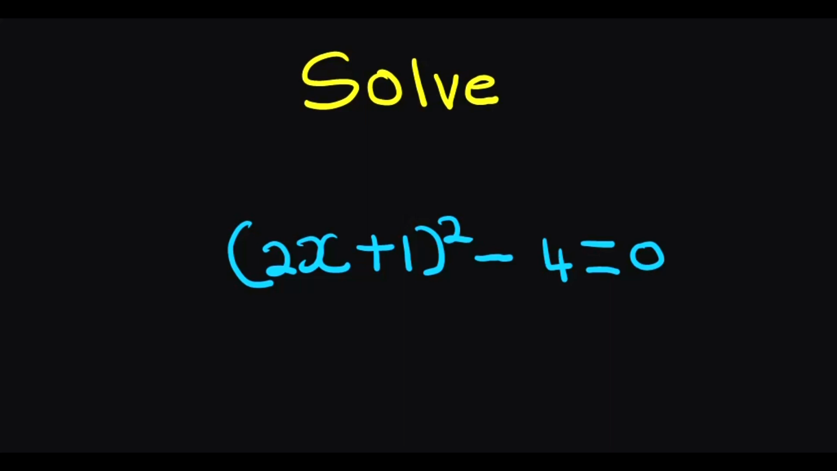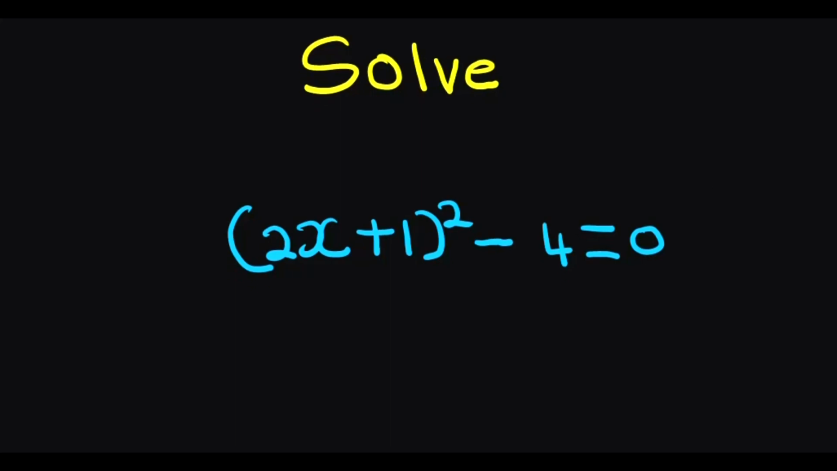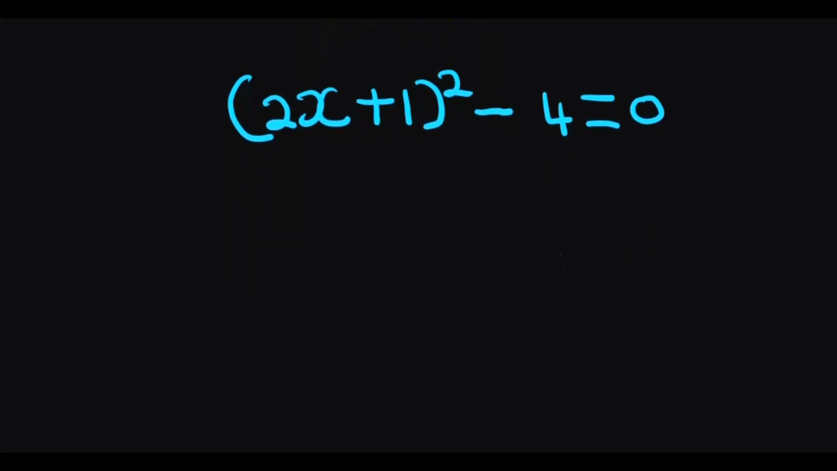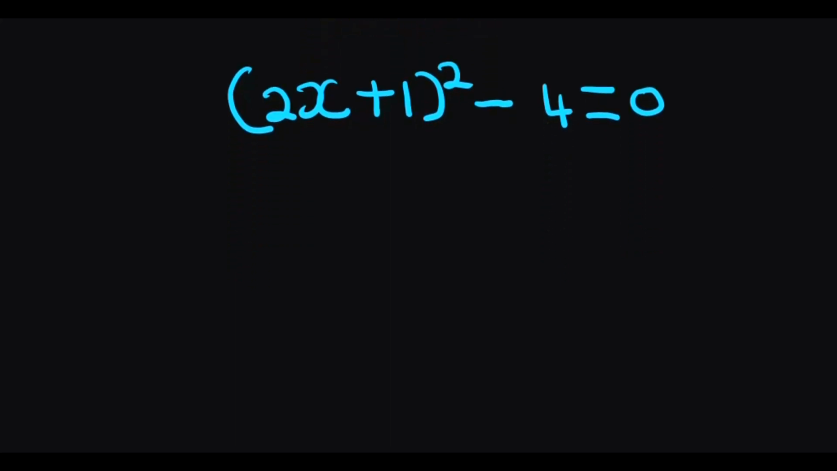In this lesson, we are going to solve the following equation. This is a quadratic equation, which means we need to have two solutions from this equation. The equation is (2x + 1)² − 4 = 0. Now, I would like us to solve this equation in two different ways.